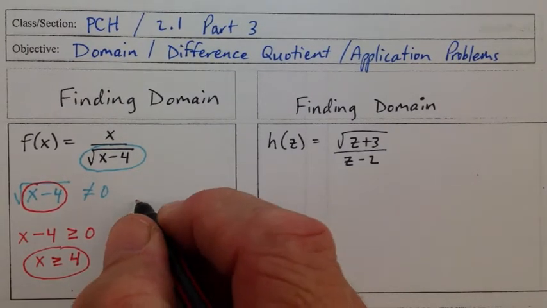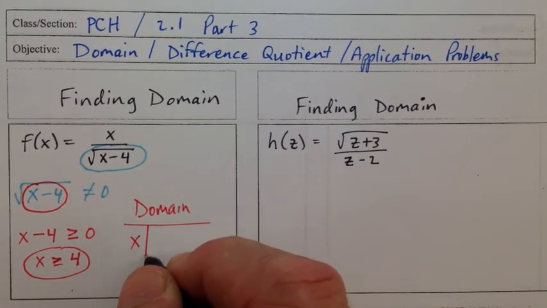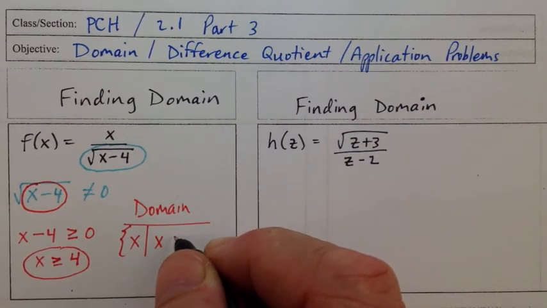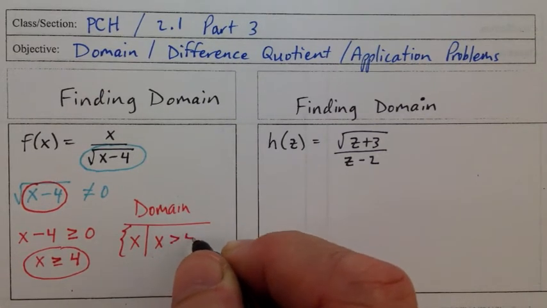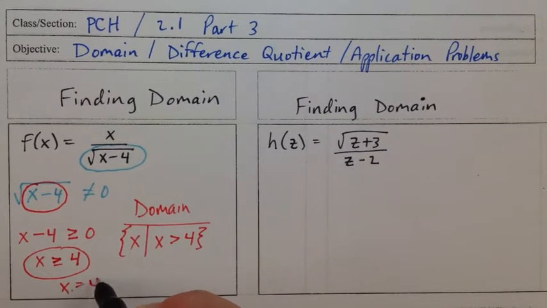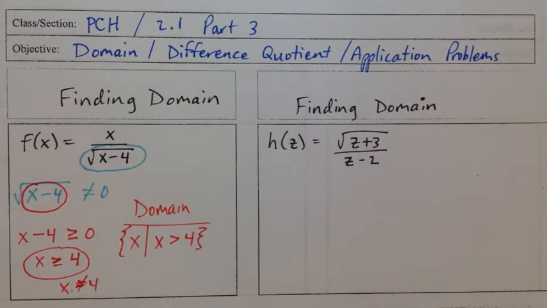So therefore the domain would be all real numbers x, such that x has to be greater than 4. Okay, so x equaling 4 would be a bad thing because it would make the denominator 0. So anyway, there's the domain.